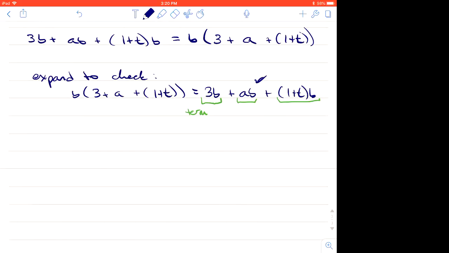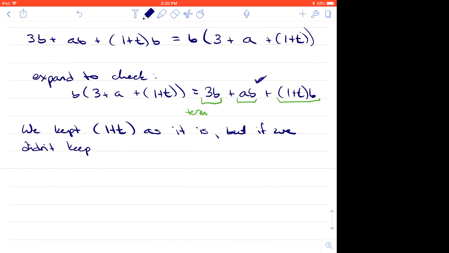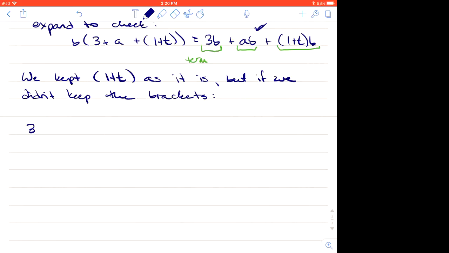So, okay. We kept 1 plus t as it is. But if we didn't keep the brackets, it would end up looking a little bit different, because then we would have 3b plus ab plus, I'll rewrite it here, 1 plus t times b, which would become 3b plus ab plus 1 times b, which is just b, plus t times b.